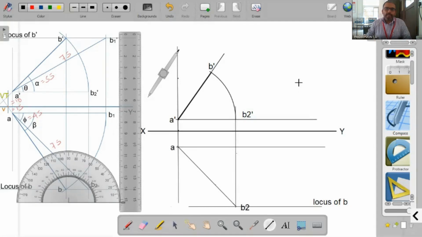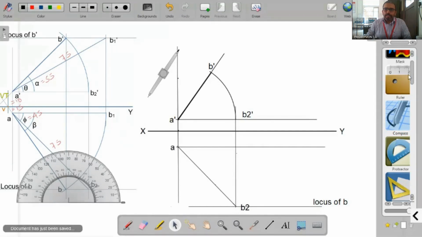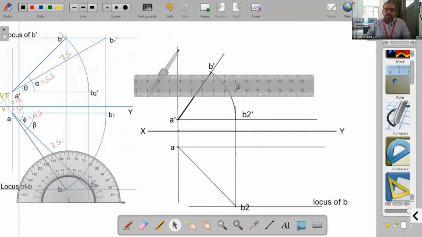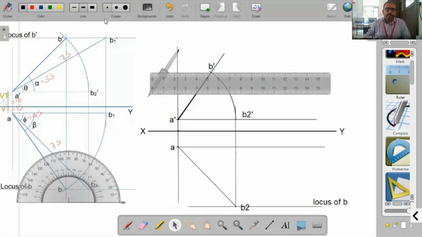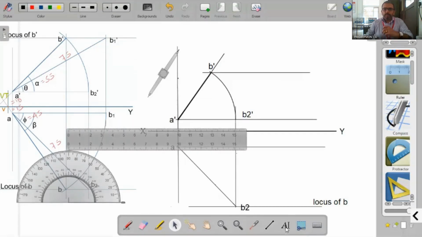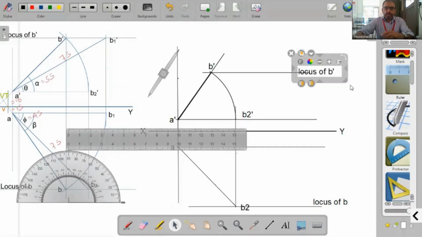Okay, that's B dash. Now what we want to find out is, from B dash you can draw the locus of B dash, or locus of B1 dash also. Locus of B dash as well as locus of B1 dash is the same.